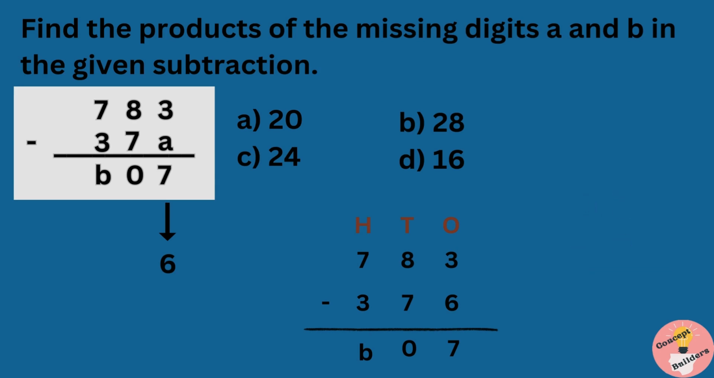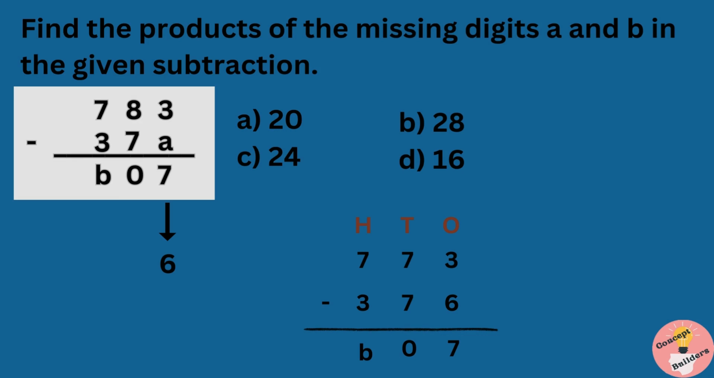Now, let's move on to 10's place. We already said that we borrowed a 1 from this 10's place, right? In other words, we took away 1 from this 8. So, it is no longer 8. It is now 7. 7 minus 7 gives us 0. You can see that we already have 0 in 10's place. That means we are solving it correctly so far.